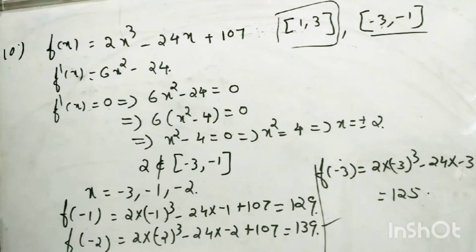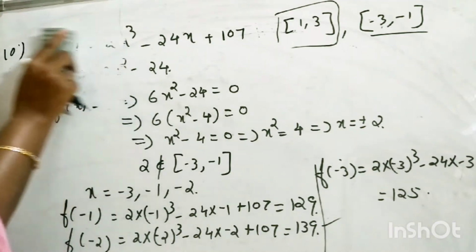So in the first case, the maximum value is 89 at x is equal to 3. In the second case, the maximum value is 139 at x is equal to minus 2. Now I am going to do the 11th question.